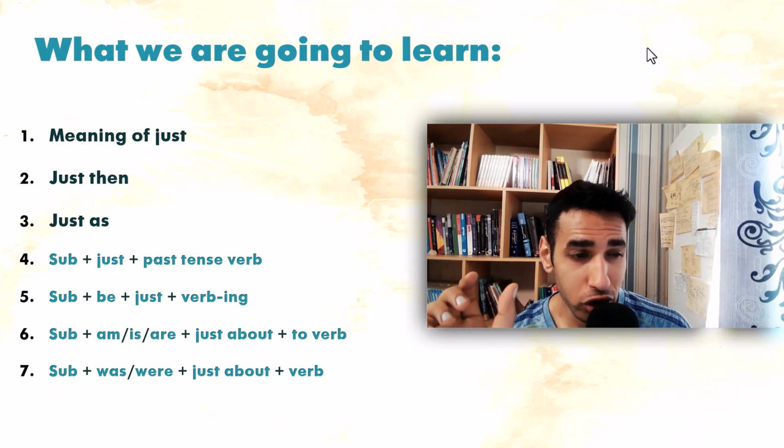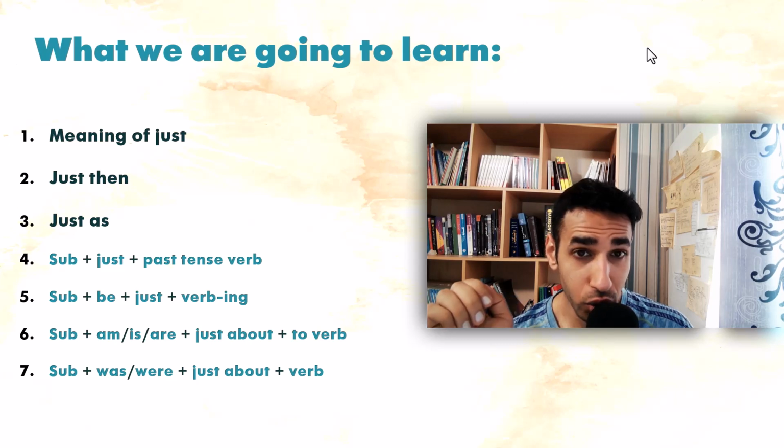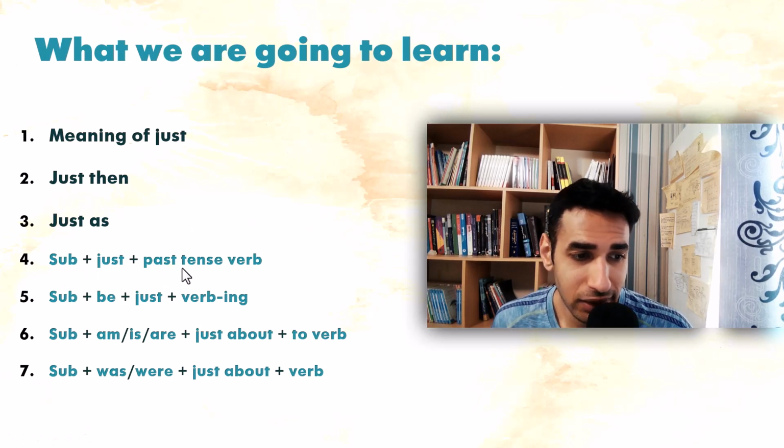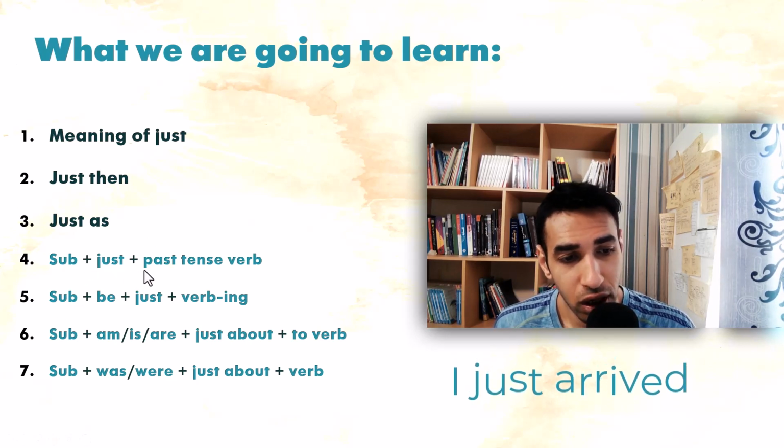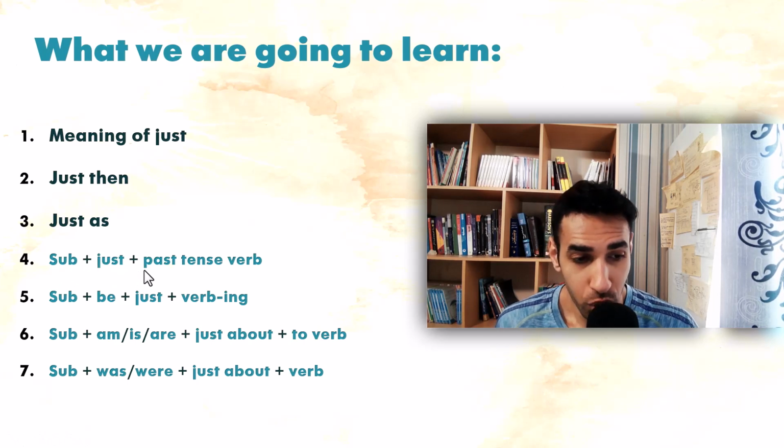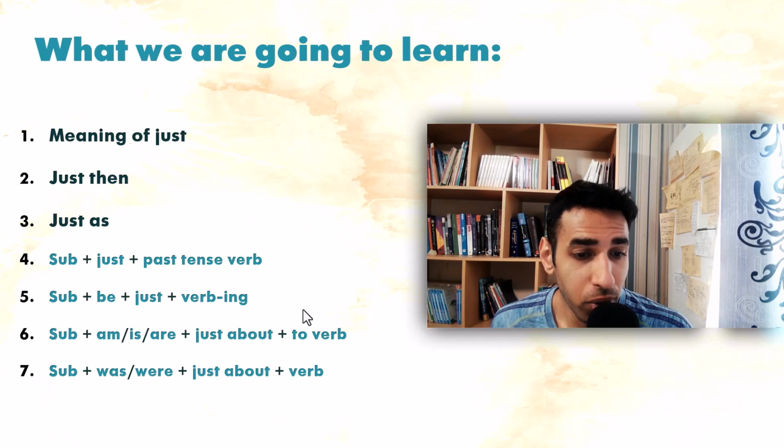We're going to study their structure, "just then", "just as", and we study 4 patterns including "just". For example, number 4, subject + "just" + past tense: "I just arrived", something like this. We're going to study patterns that include "just". 2 of these patterns are used for past, 1 pattern is used for present, and another one is used to talk about future. Let's study first different meanings of "just".